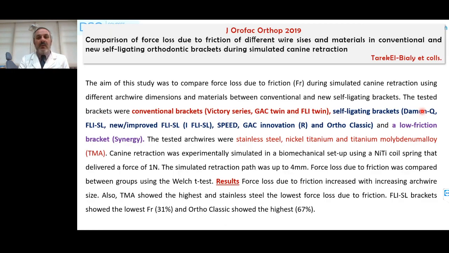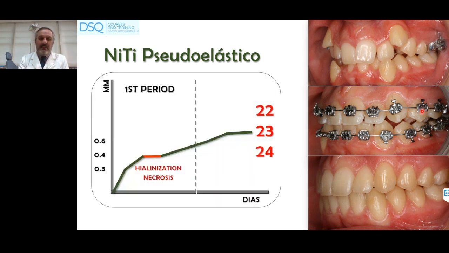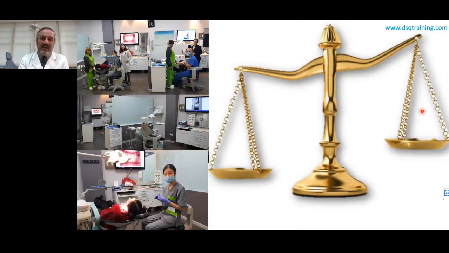Journal of Orofacial Orthopedics, 2019, the same: the advantages of the Synergy with respect to other, more expensive, more sophisticated, self-ligating brackets. The advantages of the Synergy, and I think this last article is very interesting. It's very important to understand that the pseudoelastic nickel titanium wire has other advantages and avoids the hyalinization and the necrosis of the periodontal ligament.